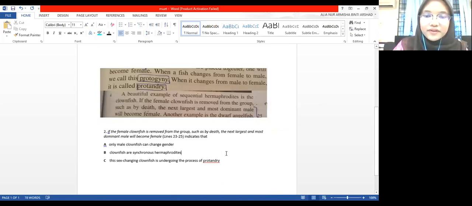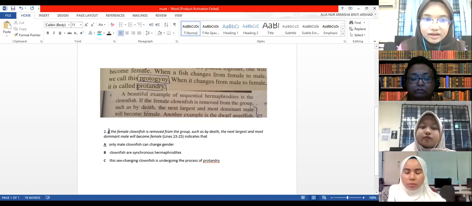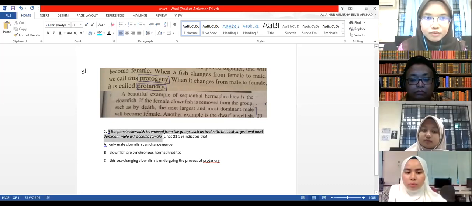So I will read the statement first. If the female clownfish is removed from the group, such as by death, the next largest and most dominant male will become female. Lines 23 until 25 indicate that. So after you read and understand the statement, you highlight the keyword. Step 2.